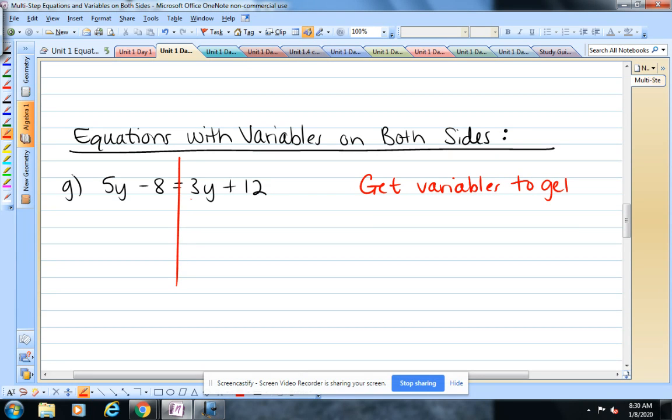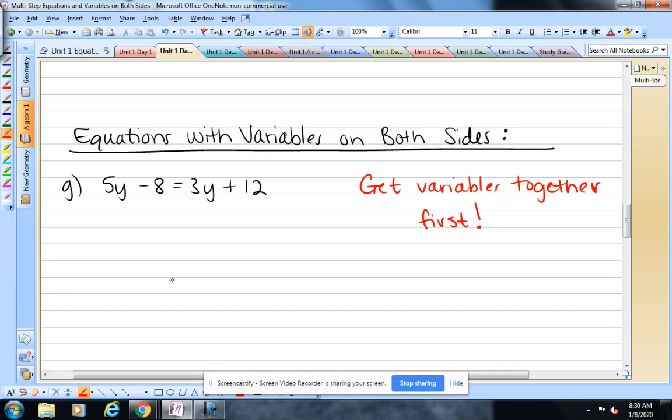Because I see people trying to skip steps and do rainbow things or whatever. Yeah, and just try to do everything in one step, and they end up missing it because they try to do too much at once. So I like to tell you to get your variables together first, move them together, and then you'll only have one variable to solve for again.